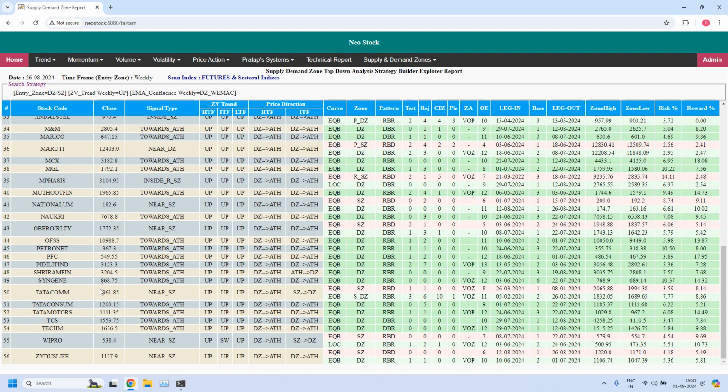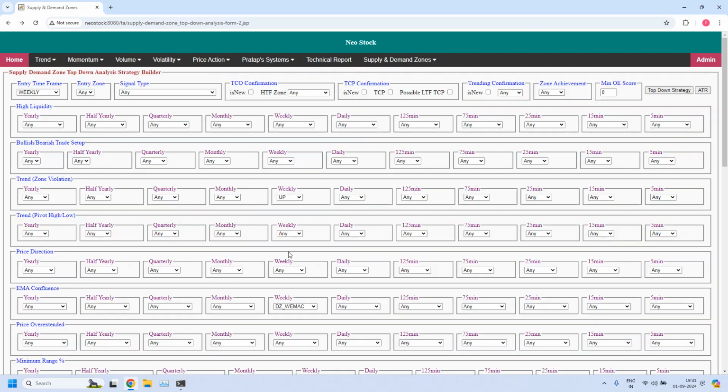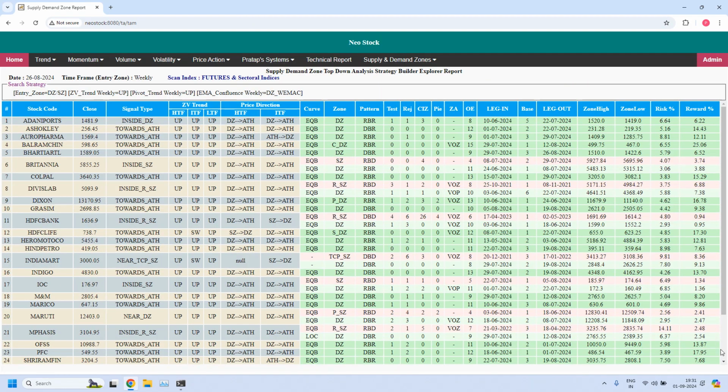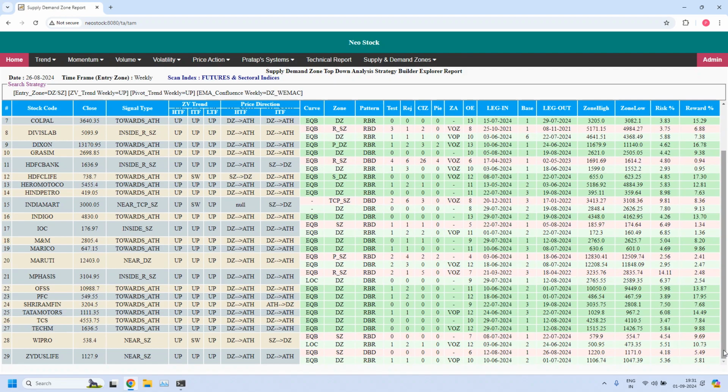So what we do, let us reduce this filter further by adding one more trend, that is the pivot high-low trend, also called the swing high-low trend. In the swing high-low trend, weekly time frame, also selecting up. If both the trends are up, those stocks are very solid. See, now the list is reduced. Let me scroll the list down. Now 29 stocks. Now the list is reduced to 29 stocks.